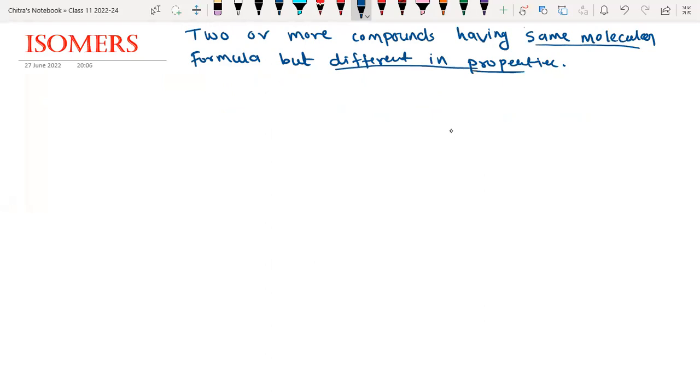Those properties may be physical or chemical. Physical includes boiling point, melting point, smell, odor, color, state. These are the physical properties. Chemical properties are like reactivity towards others. So this is nothing but the definition of isomers. Understood?